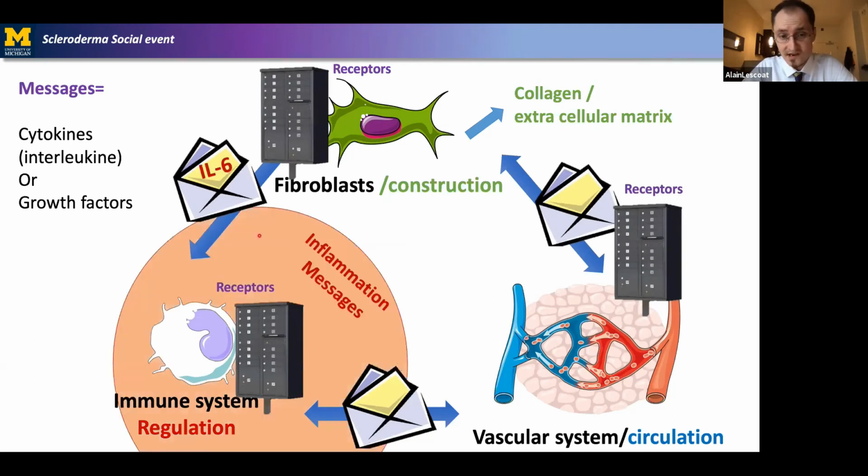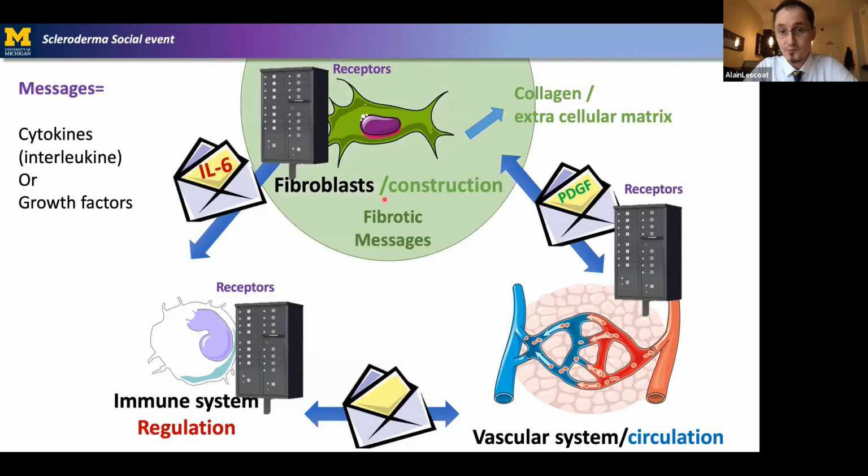And there are different types of messages. The messages from the immune system are called the inflammatory or inflammation messages. For example, you have IL-6, which is one of the messages that is delivered by the immune system. You also have what we call the construction messages, which are called the fibrotic messages.